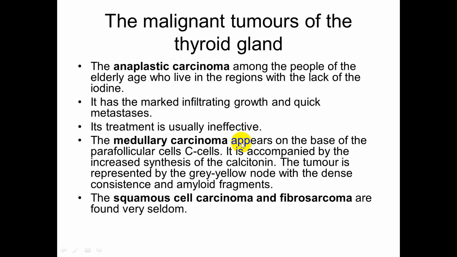The medullary carcinoma appears on the base of the parafollicular cells, C cells. It is accompanied by the increased synthesis of calcitonin. The tumor is represented by a gray-yellow node with dense consistency and amyloid fragments. The squamous cell carcinoma and fibrosarcoma are found very seldom.